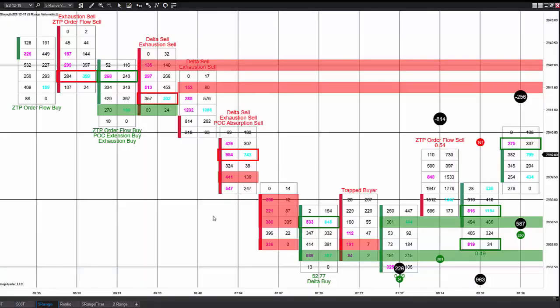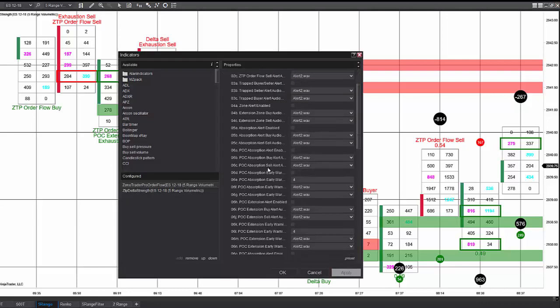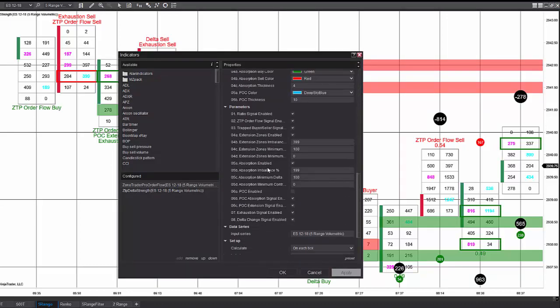The next thing I want to have on it to look at is the 5 range chart with the ZoneTraderPro order flow, and these are the settings that I'm looking at here. The delta strength is optional.